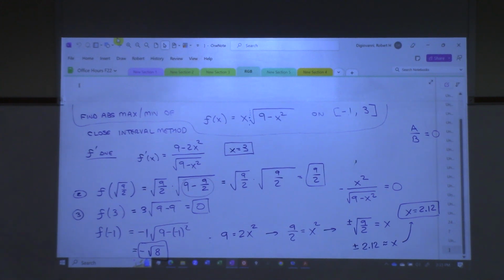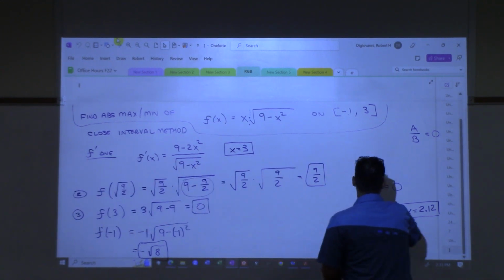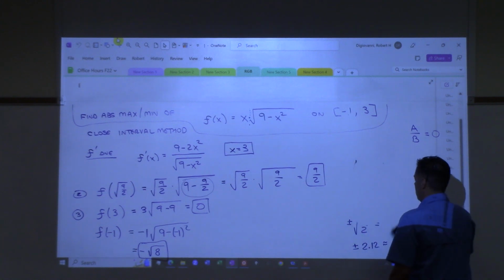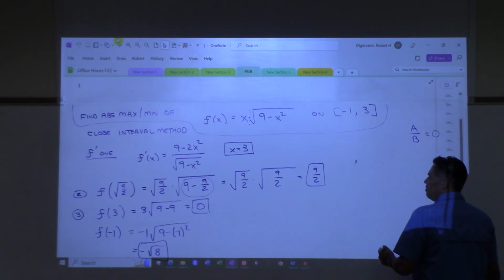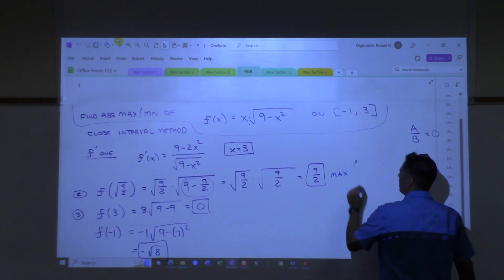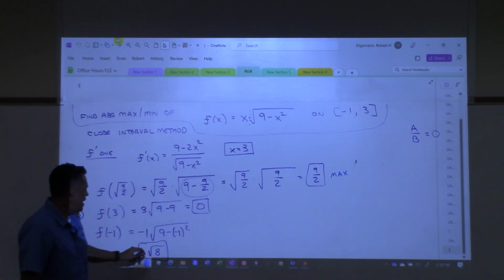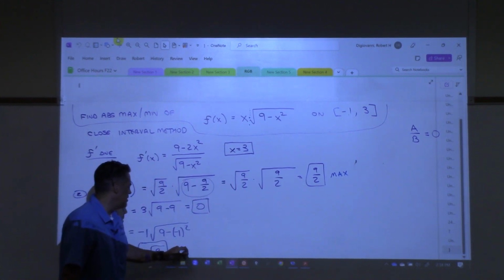What's the absolute maximum? Absolute max, 9 halves. Absolute minimum. Careful. Negative root 8. Negative root 8 is our minimum because it's a negative number, right?